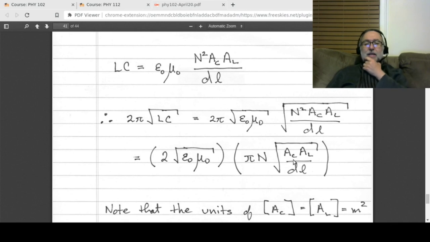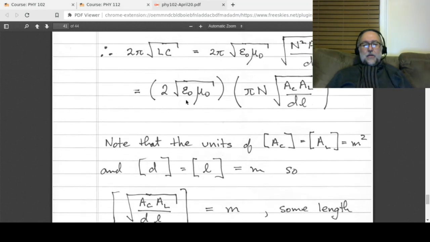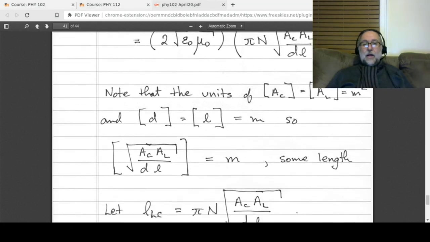And you go, what the heck is this? Well, it really doesn't matter exactly what that is. Let's just think about what the units are of that thing. The units of the two areas are meters squared. And the units of the two lengths, D and L, they're both lengths, they're meters. So if you go into that square root and ask what the units are, that one's going to be meters squared, that's meters squared, and that's meters, and that's meters.